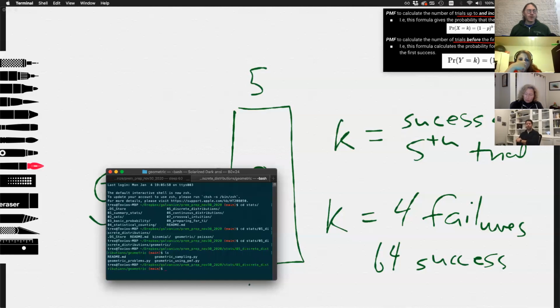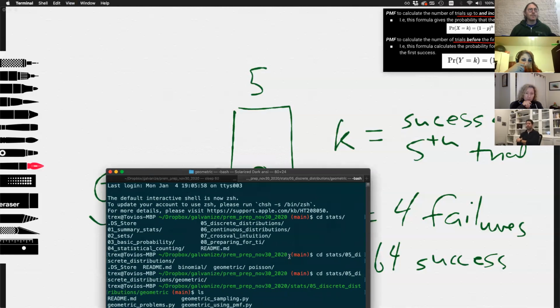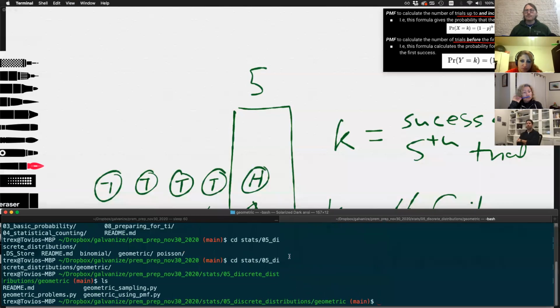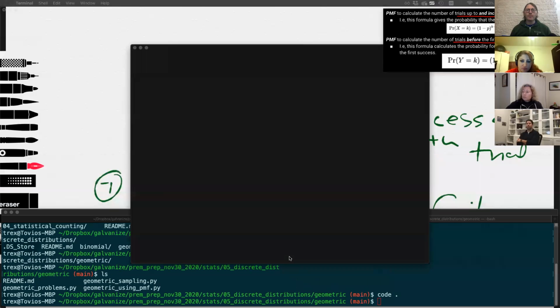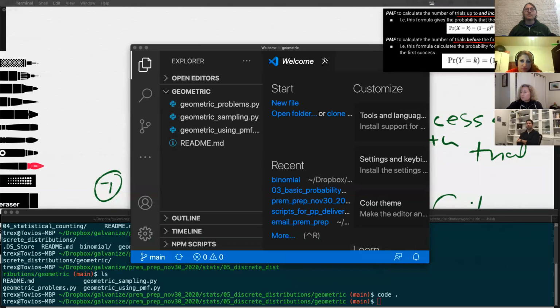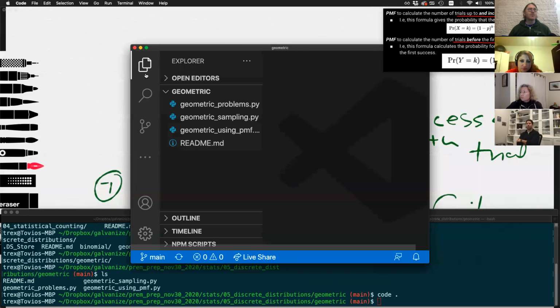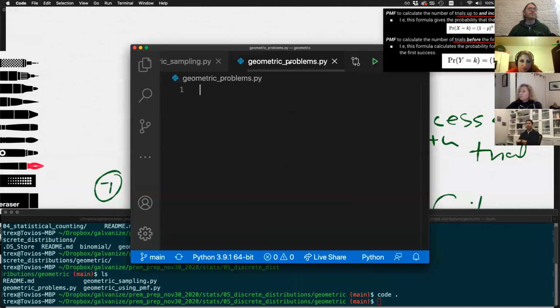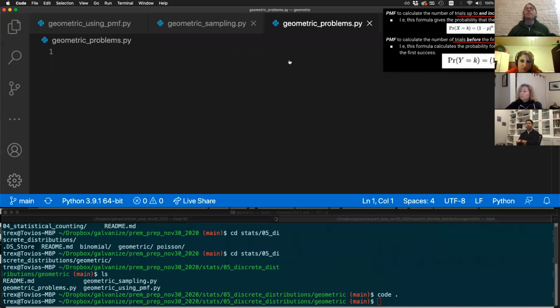But there is something cool about the geometric distribution that I want to show you, and I'll do that at some point today. So let me make this big enough to see, and hopefully this will open a code editor right here, and it did, instead of opening it in some random place, which it sometimes does. And I'll just open these files so we have them ready.